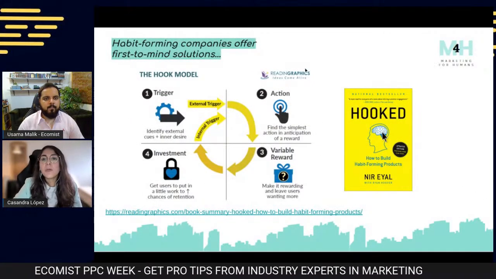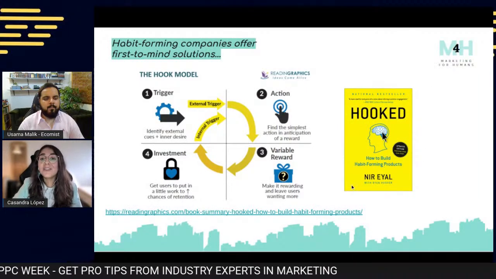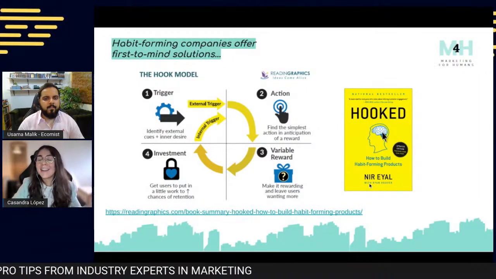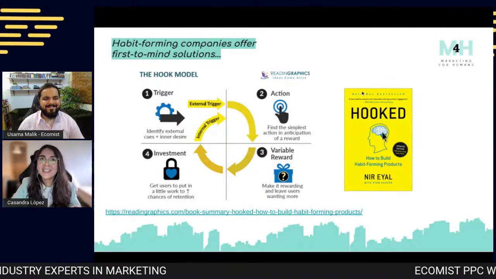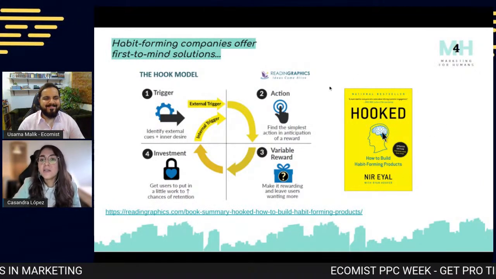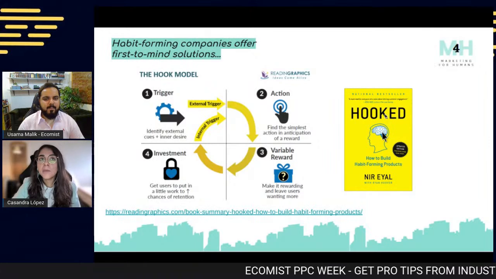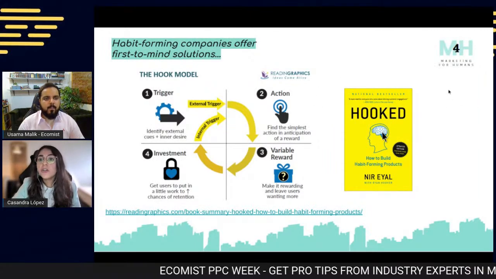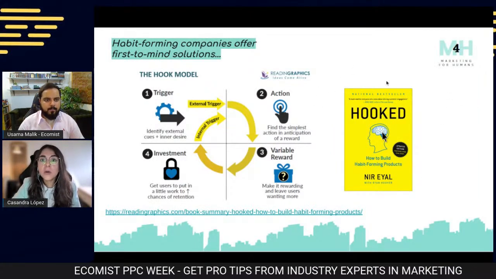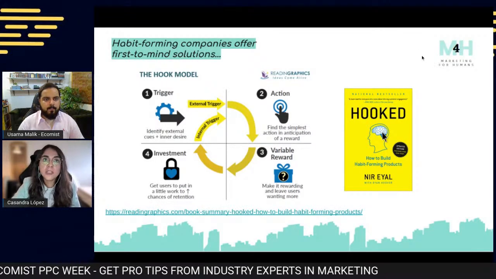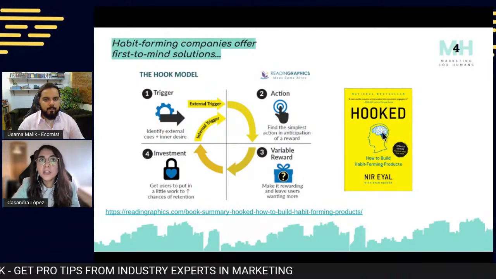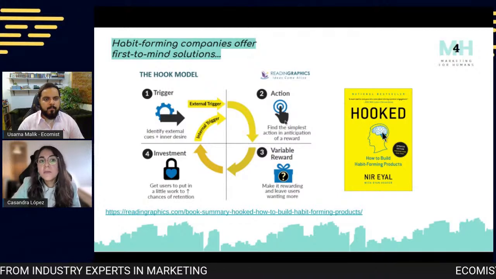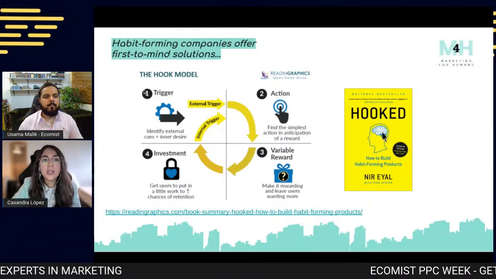Also, I wanted to recommend a book. I have nothing to do with this guy. I get nothing if you read the book or not. But I think it's a super nice book to think about the hook, and it's about retention and making habits. So how do you build a product that will become a habit for your users? It's based on the hook. What is a hook? Okay, we have a trigger.